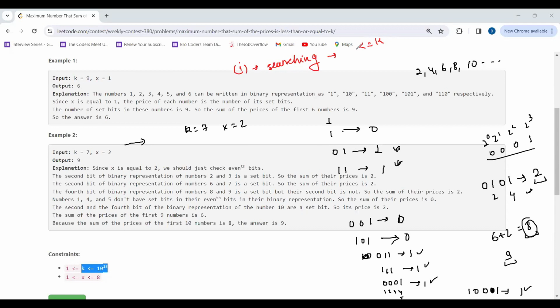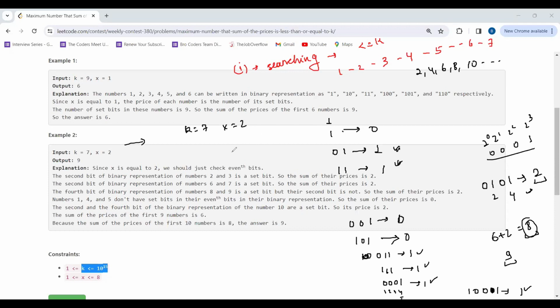And how are we going? We are going linearly. Like first we are going to 1, then we are going to 2, then 3, then 4, then 5. This way we are going linearly. Instead, what can we do? We can do binary search here.